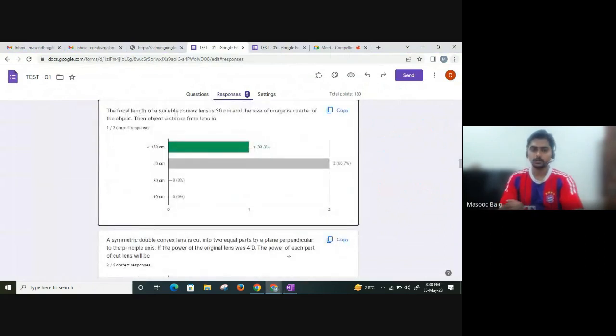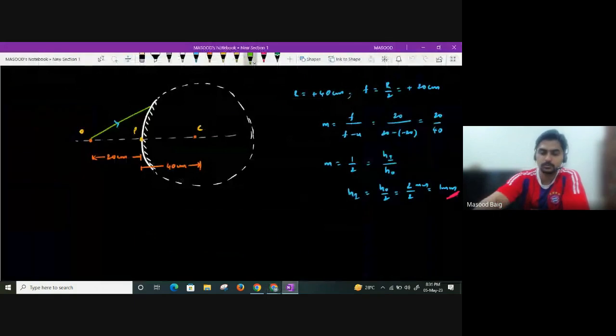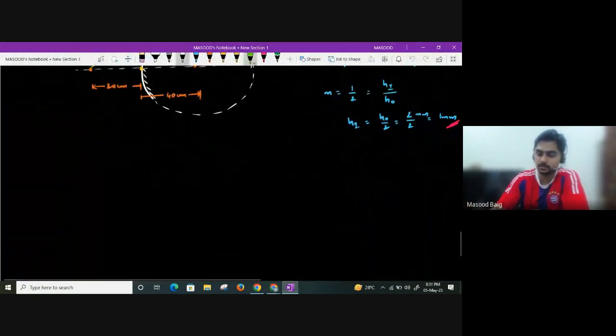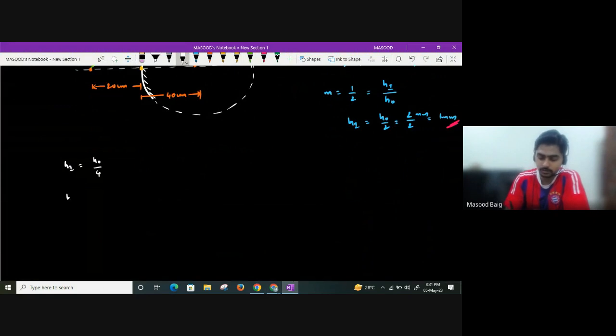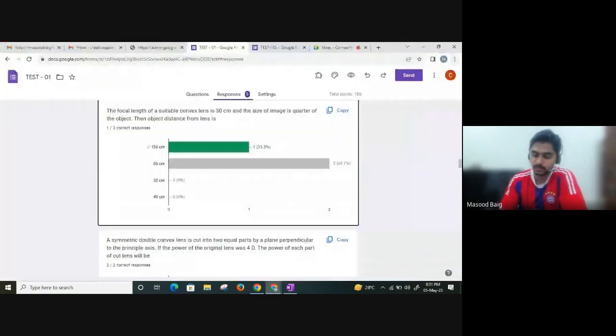The focal length of a suitable convex lens is 30 centimeters. The size of the image is a quarter of the object, they are saying. So again, the refraction part, if you see, what they are giving, the height of the image is a quarter of the object. So the height of the image divided by the height of the object is what? 1 by 4. So I got, this is nothing but your magnification. So the magnification we got is 1 by 4. They're asking the object distance from the lens.